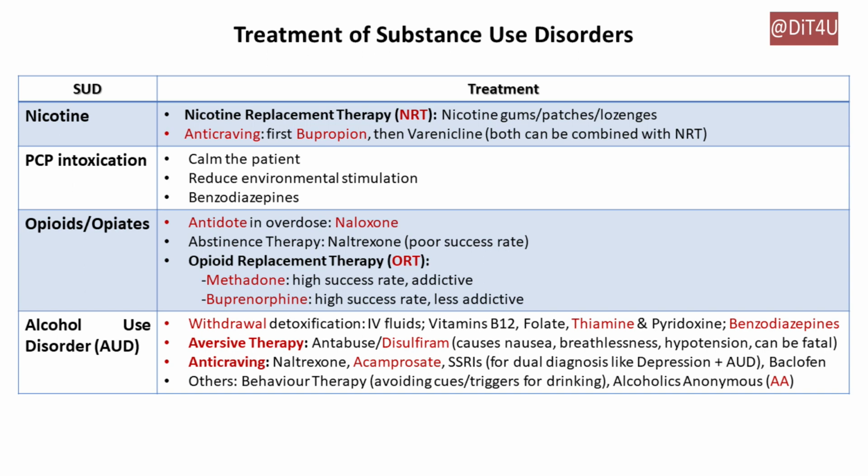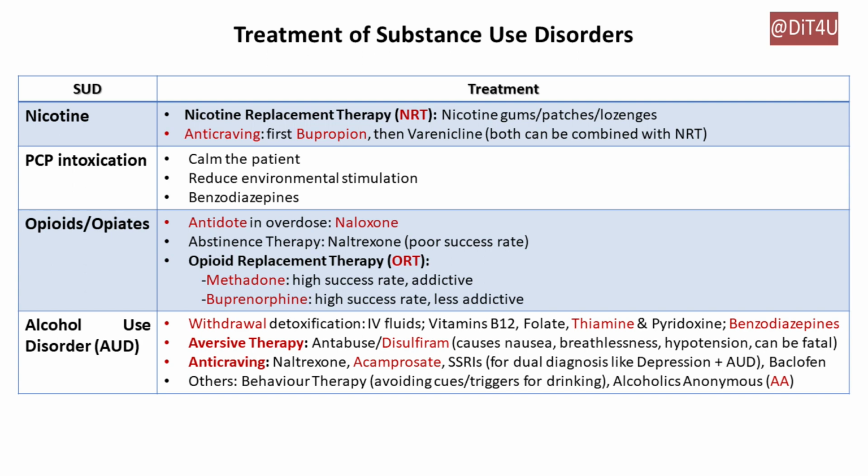Anti-craving medications for alcohol, they act by reducing the desire for taking alcohol. Naltrexone, the same one which is used for opioids, can also be used in alcohol. Acamprosate is more commonly used. SSRIs are also anti-craving for alcohol, but you can use them for dual diagnosis such as depression with alcohol use disorder. And of course, baclofen, which is a neurological medicine, can also be used as anti-craving in higher doses.